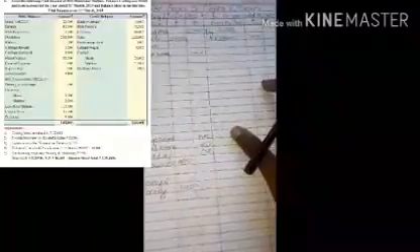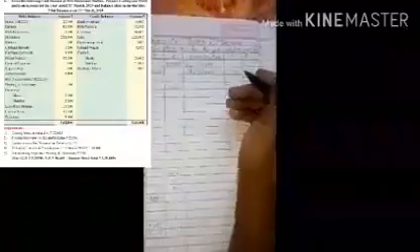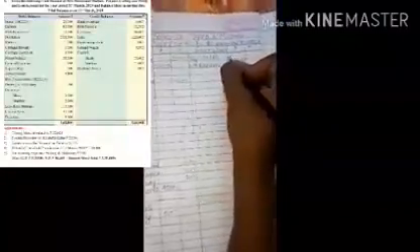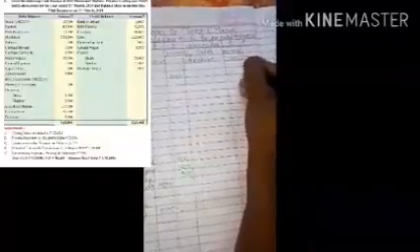Next item is sales. Sales goes to the trading account. In the trading account we have already written "By sales" and we have written "less returns 1,000." So we have to write sales in the inner column, and the amount of sales is 3,25,000. 3,25,000 in the inner column, and we have to deduct sales return 1,000. So the outer column will be 3,24,000.